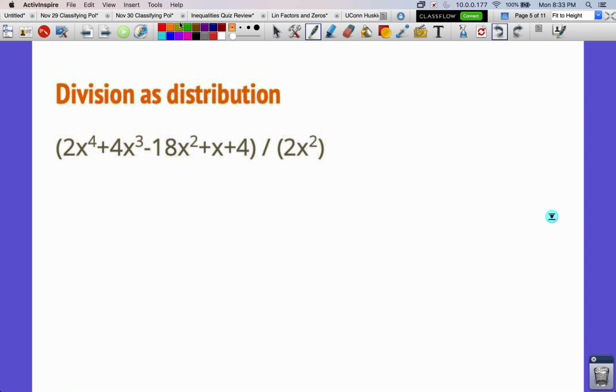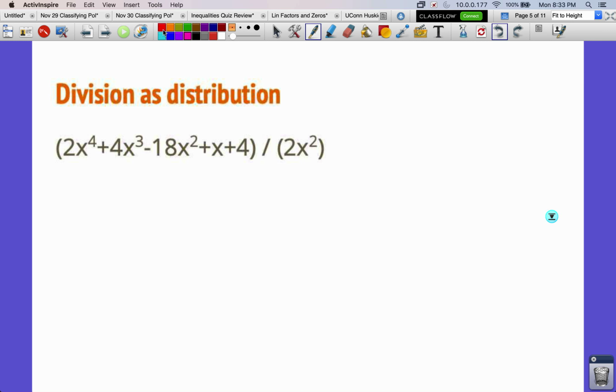Or maybe there's just way too many rational roots to test. That'd probably actually be more likely the case of why we would need to use it. Okay, so let's talk about simplifying division when the denominator is just a monomial.